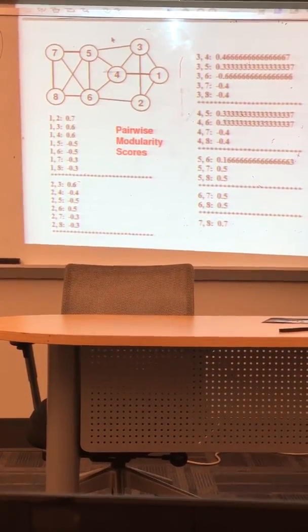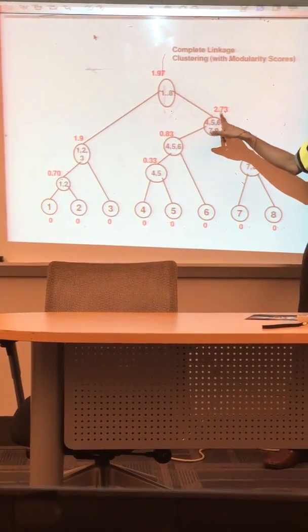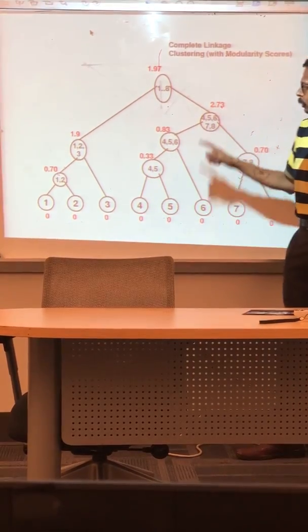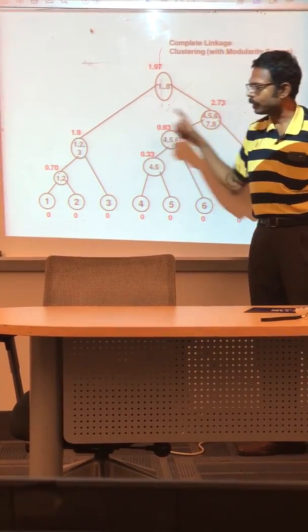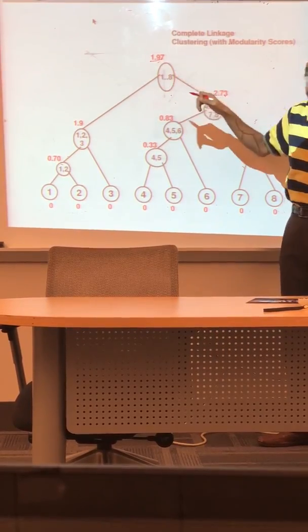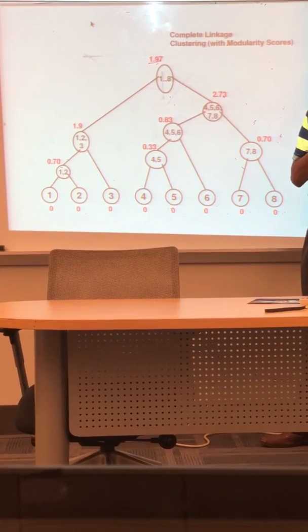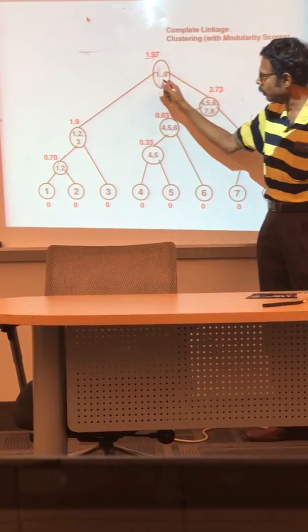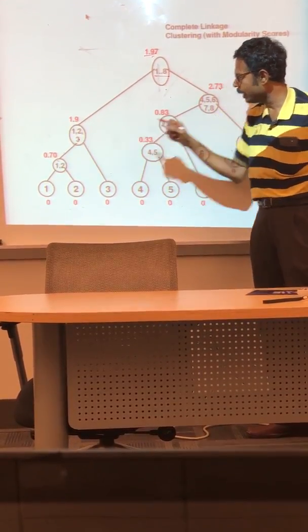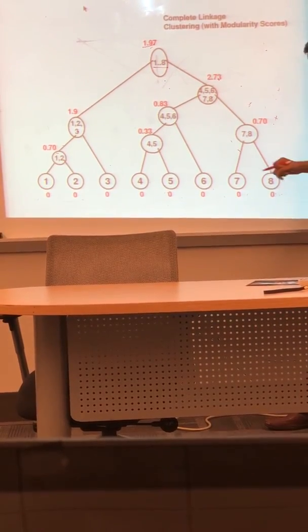so I have all the pairwise modularity scores. So that comes out to be 2.73 and then 1.9. So the sum 2.73 plus 1.9 is going to be greater than 1.97. That's the modularity score for the whole graph as one community. So we decide to partition 1 to 8 as 1, 2, 3 and 4, 5, 6, 7, 8. Is that clear? We'll finish it up quickly.